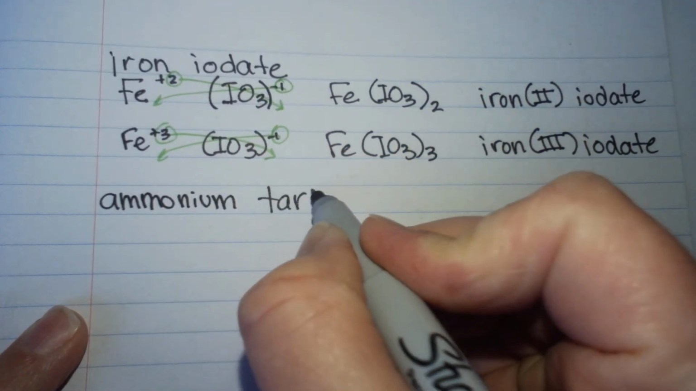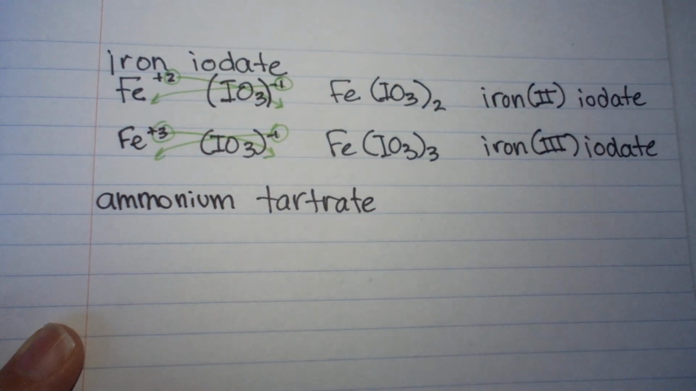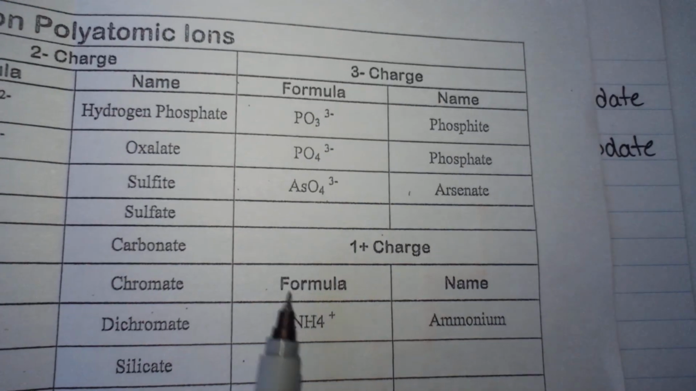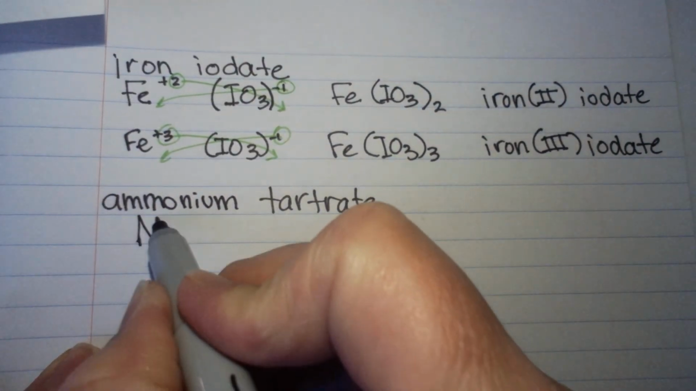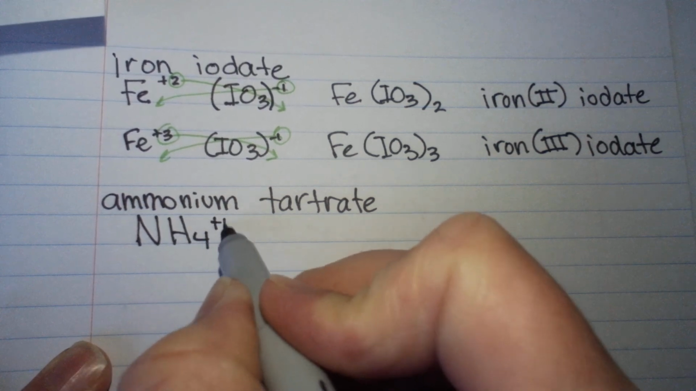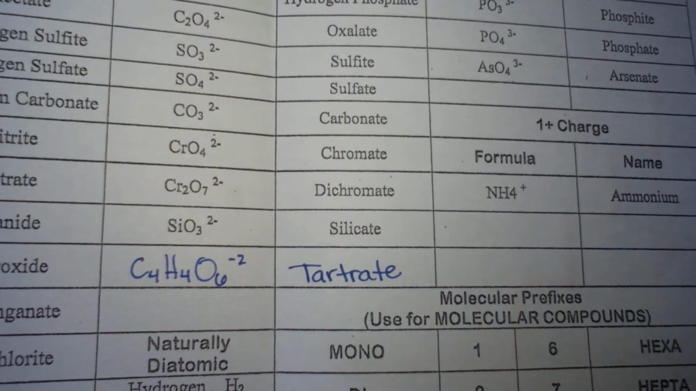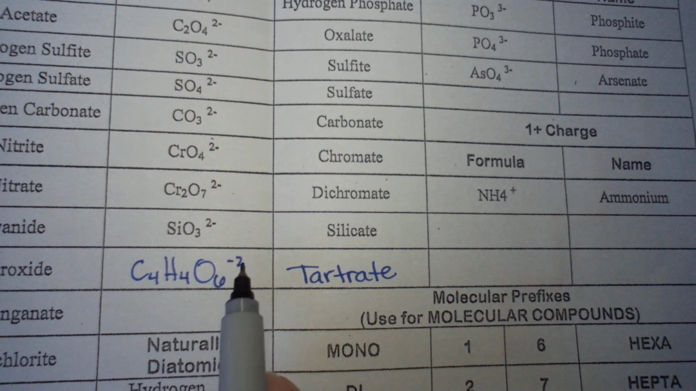Ammonium tartrate. Now, none of that's on the periodic table. So we are going to look for polyatomic ions. And if you remember, we just have the 1 positive cation, NH4+, which is ammonium. So that's good. And then tartrate. Tartrate is not actually on the list that I gave you, so we had to add tartrate. Tartrate is C4H4O6 and a -2 charge.